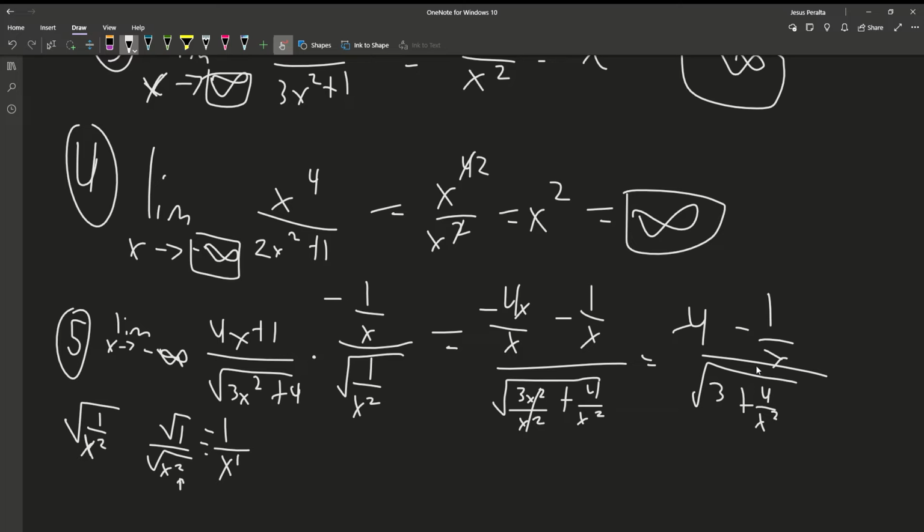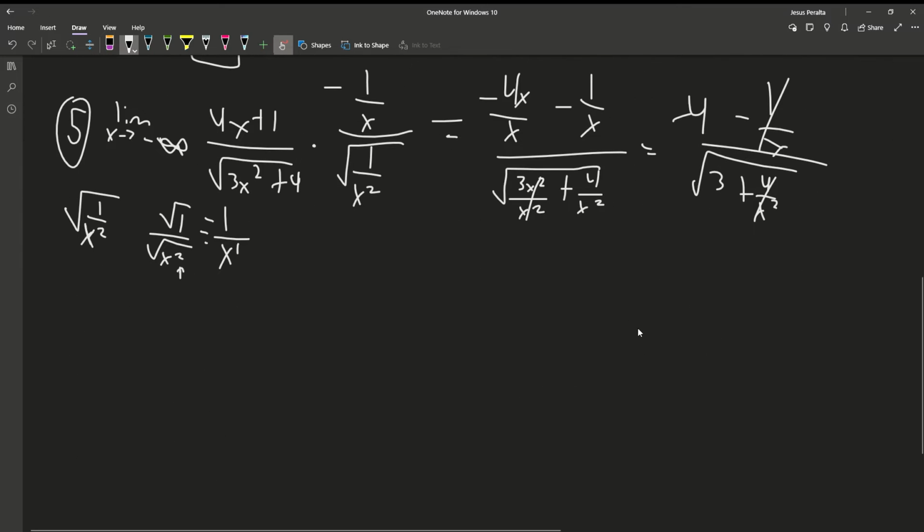Now from here we see that in the rules that we have, whenever an x is in the denominator, it is equal to 0. So this just goes away, this goes away. So then in the end, we have negative 4 over the square root of 3. But we don't want a square root in the denominator, and we never want that.